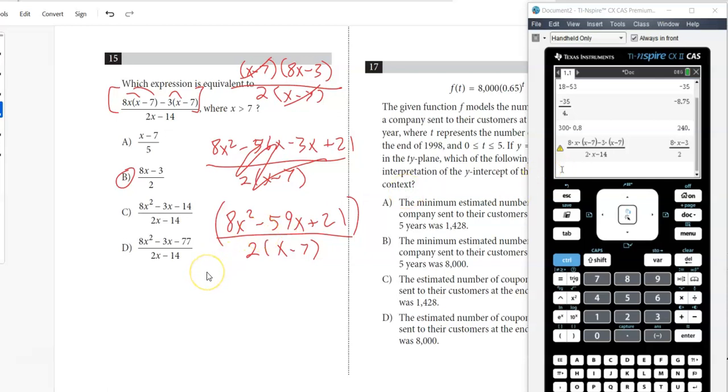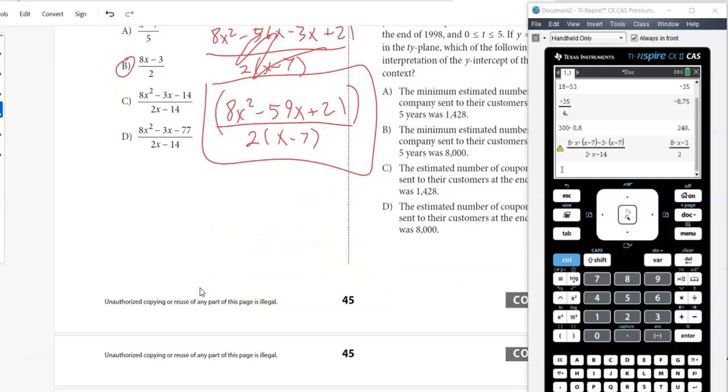Again, I'm fine with doing it by hand if you see the shortcut. Doing it by hand, I guess you can. Some of you are pretty fast at factoring that and getting there, but man, that's a lot of work. I would consider using the calculator there if you don't see that shortcut.